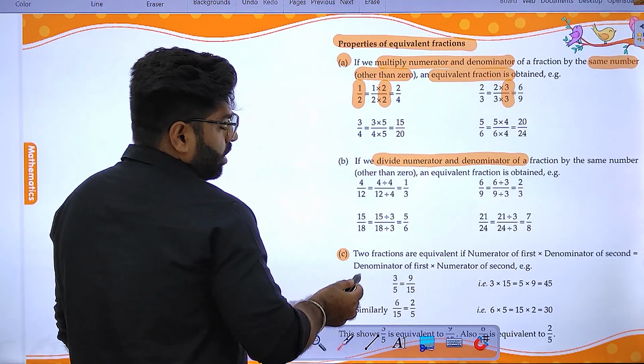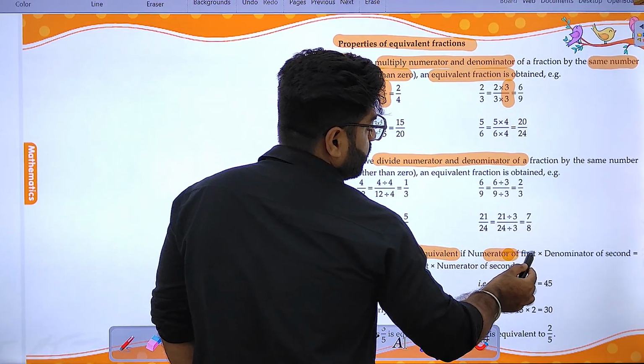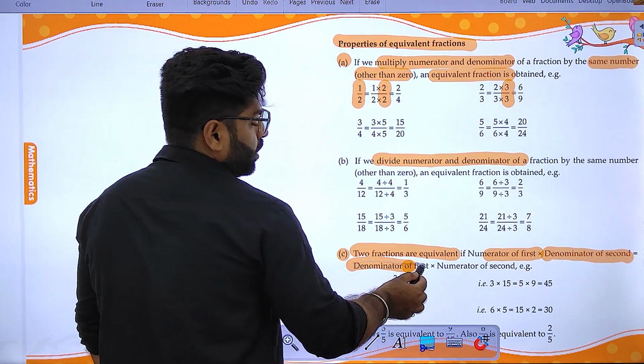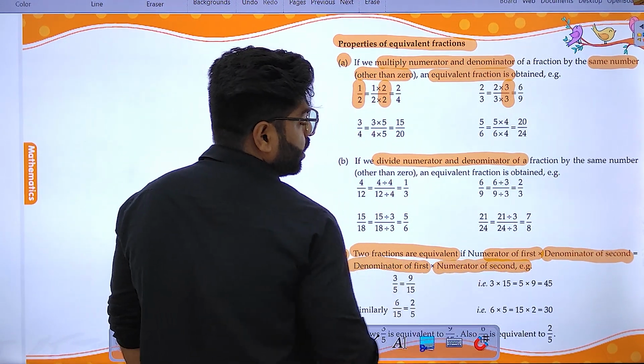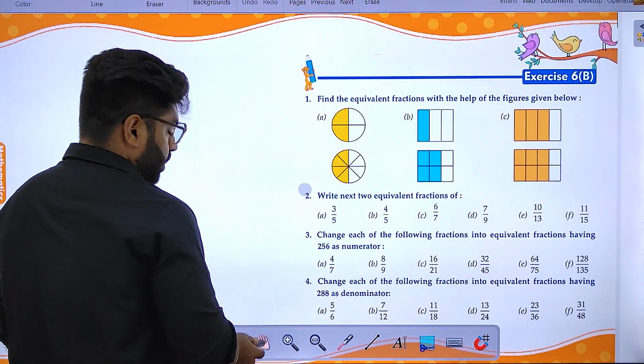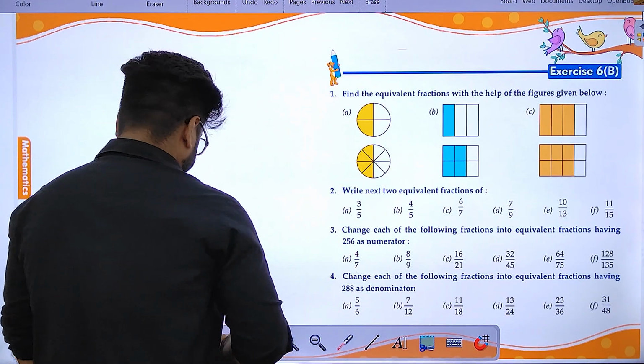Next is C. Two fractions are equivalent if the numerator of the first multiplied by the denominator of the second equals the denominator of the first multiplied by the numerator of the second. Clear? Okay, so here we are having exercise 6b.